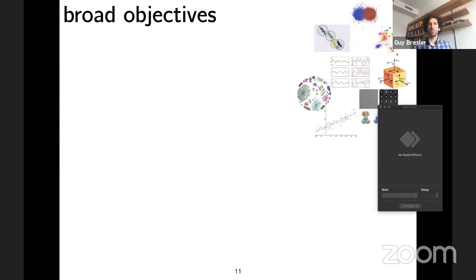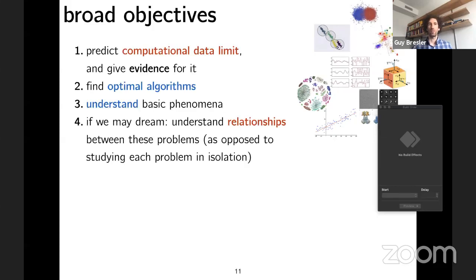All right, so the broad objectives of this general research program are, one, how much data do we need? What's the computational data limit? And we'd like to give evidence for it. So if a problem is believed to be computationally hard for some parameter regimes, one would like to show that in some convincing way, because then you could conclude that certain algorithms are indeed optimal, and you'd like to, of course, find what those algorithms are.